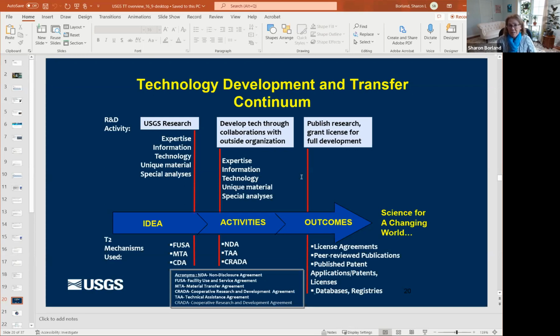Then we can engage in collaborations with outside entities using various agreements, including the non-disclosure agreement and the CRADA. And then finally, results will be published, patents would be applied for, and licenses of intellectual property could be made to private industry.